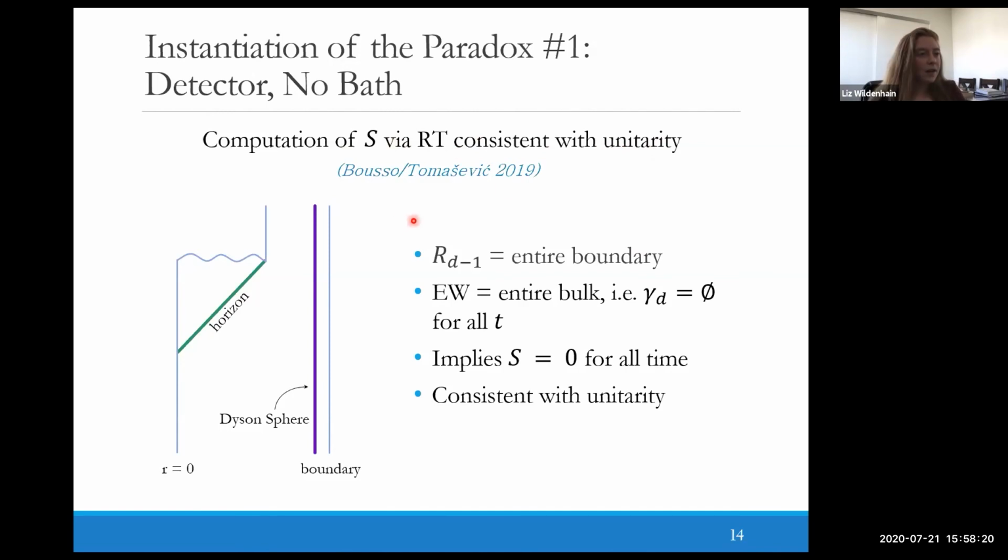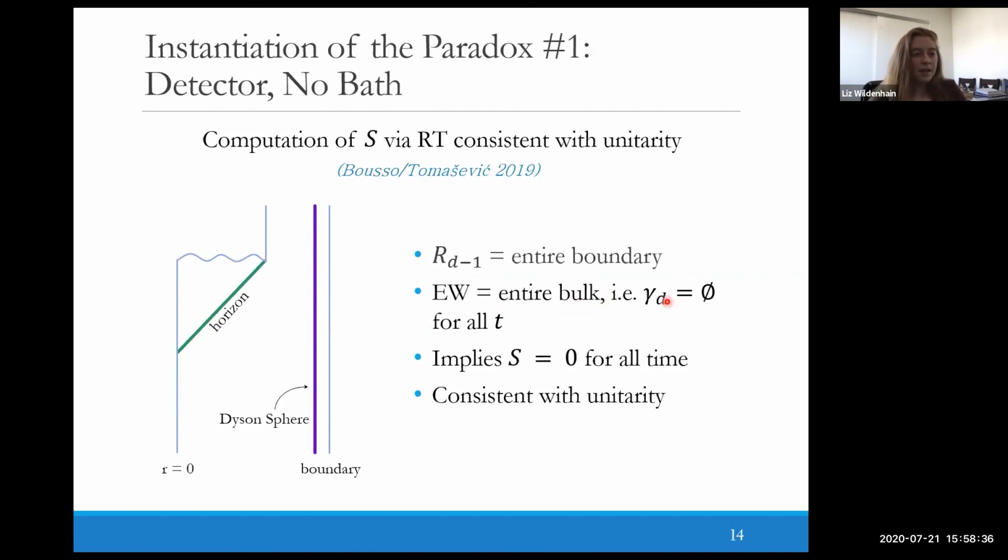So the calculation they do is to select the entire boundary to be the region of interest. And as a result, the appropriate entanglement wedge is the entire bulk at a particular time slice.